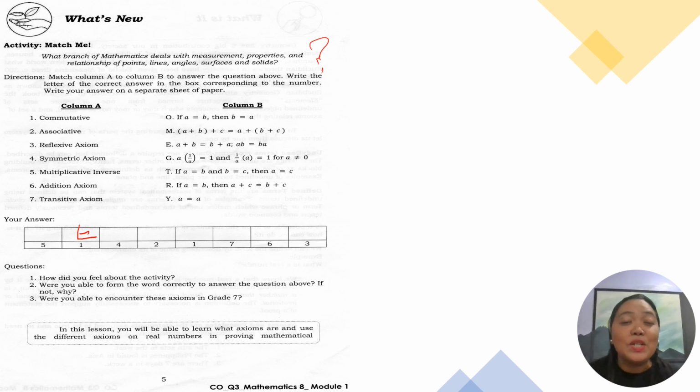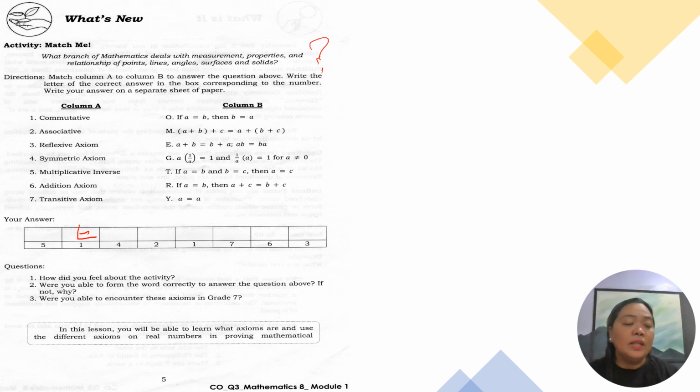I'll give you time to complete the answer in your box, so that you will know what branch of mathematics deals with measurement, properties, and relationship of points, lines, angles, surfaces, and solid. As soon as you complete these boxes or you know the answer to that question above, I want you to answer the guide questions that follow.